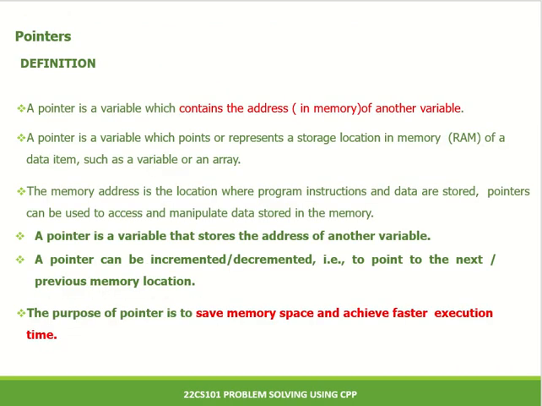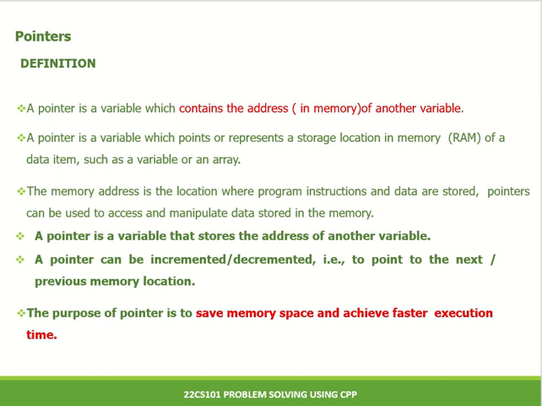First, we can see the definition of a pointer. A pointer is a variable which contains the address of another variable. A pointer is a variable which points to or represents a storage location in memory. A pointer is a variable that stores the address of another variable, and a pointer can be incremented or decremented. That is, the pointer can change to the next or the previous memory location.